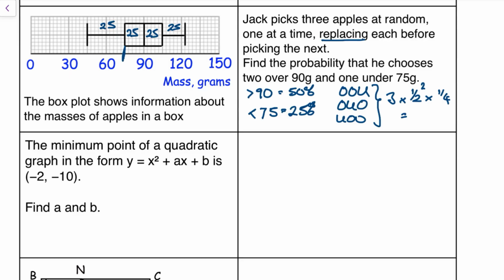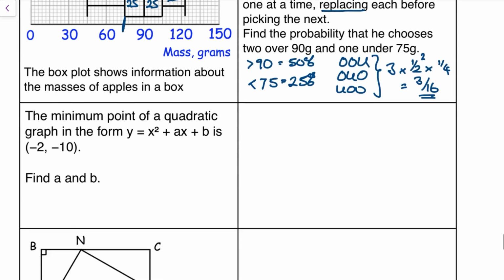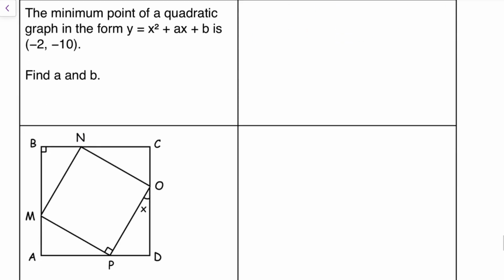Right, let's do this carefully. So a half squared is a quarter, times another quarter is a 16th. So that is going to give me 3/16. Good question. Nice little combination question. Well set out. Next question.